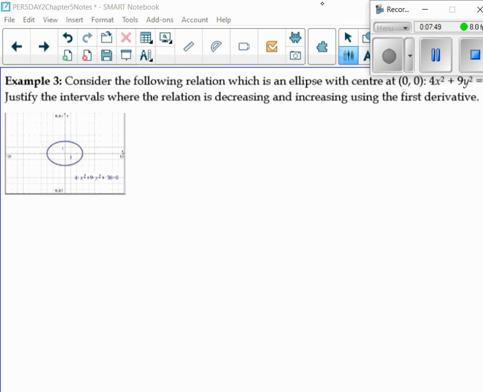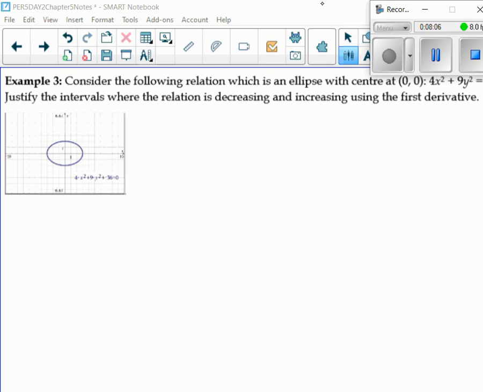Justify the intervals where the relation is decreasing and increasing using the first derivative. Okay, usually they won't tell you the first derivative. Yes, we're going to do a sign diagram in a second. But it's kind of complicated with implicit, though.